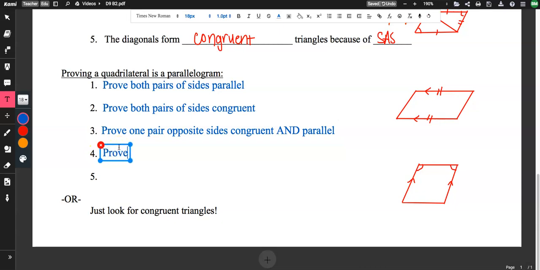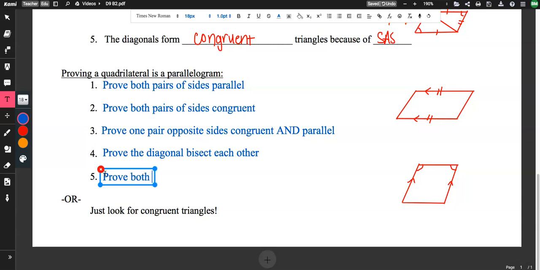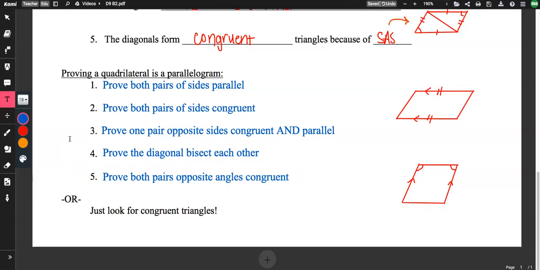Or you could prove the diagonals bisect each other. And lastly, you could prove both pairs of opposite angles congruent. So when we say prove here, I don't mean like write a T-chart proof pretty much. I'm just saying like if we give you a picture like we'll do in a second, can you state it's a parallelogram using one of these as your reasoning?